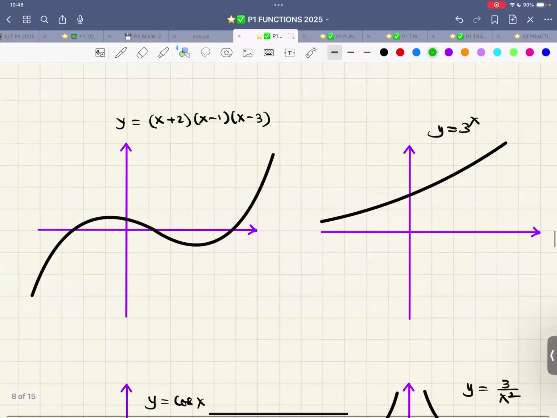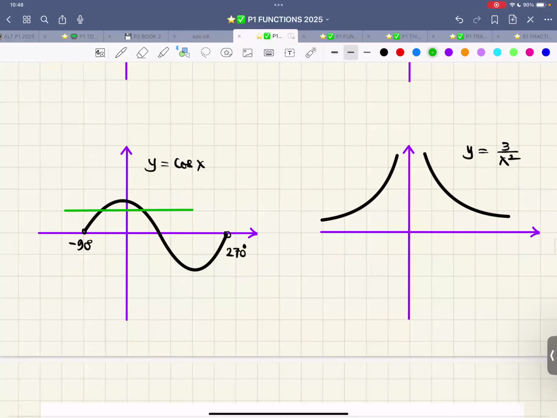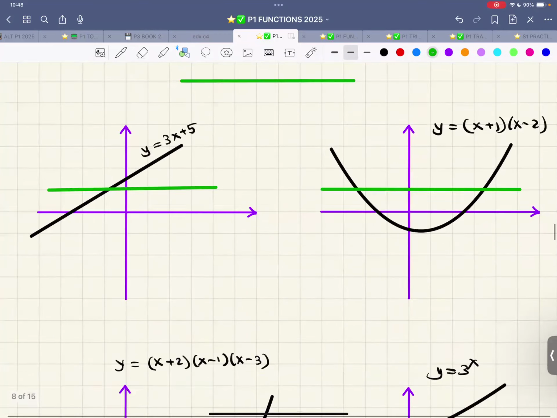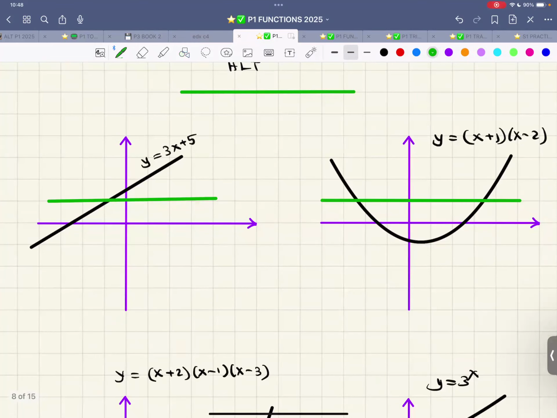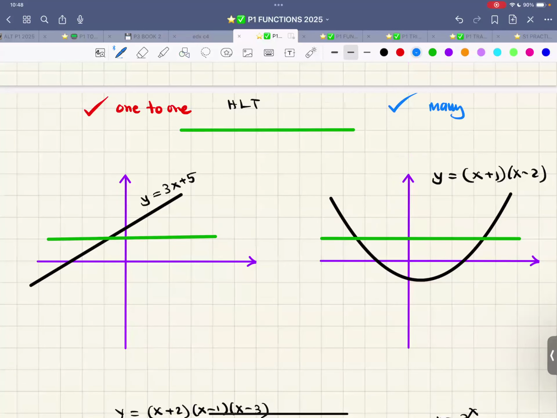Over here, I'm drawing a horizontal line. Over here, another one. Over here, another one. Over here, another one. So now a linear function is one-to-one. So red one, this is one-to-one. Blue one, this is many-to-one.